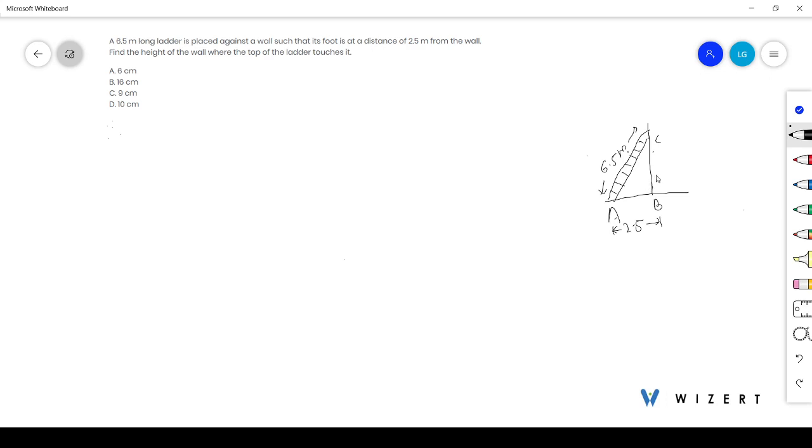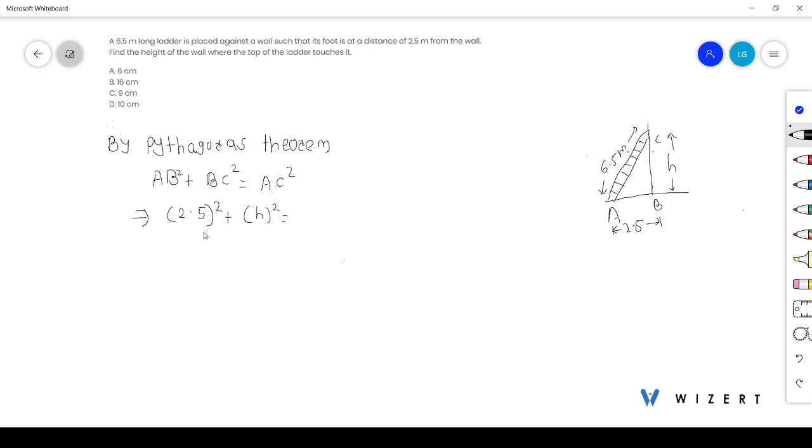Here we have to find the height of the wall. Suppose height of the wall is h centimeters. Now here, by Pythagoras theorem, AB square plus BC square equals to AC square. So substituting values here, 2.5 square plus BC square means h square equals to AC square is 6.5 square.